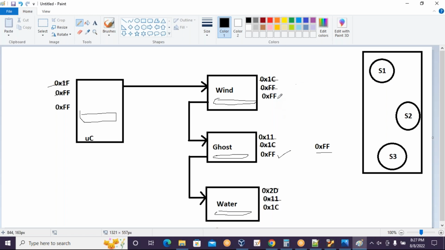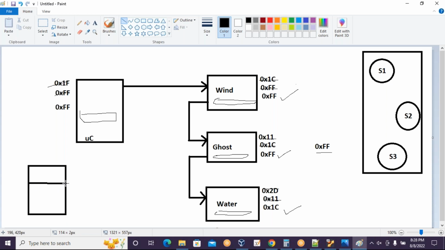Yes, don't you think we changed the value of DAC1 and DAC3 as well? See, I didn't want to change the amplitude of wind and water. It was 0x1c. I made it 0xFF. It was 0x2d here. I made it 0x1c. So just to make changes into the ghost DAC, I made changes into the other two DACs as well. Do you think this is preferable? Definitely not.